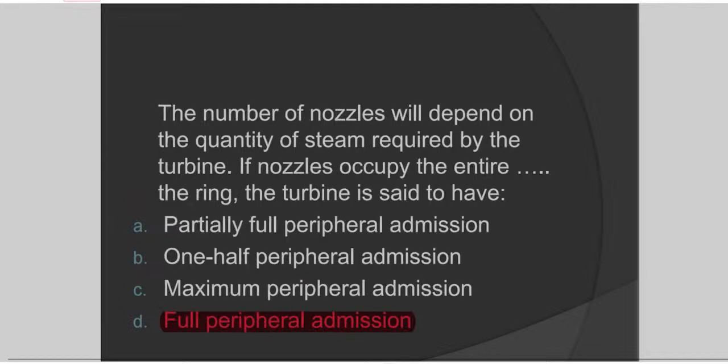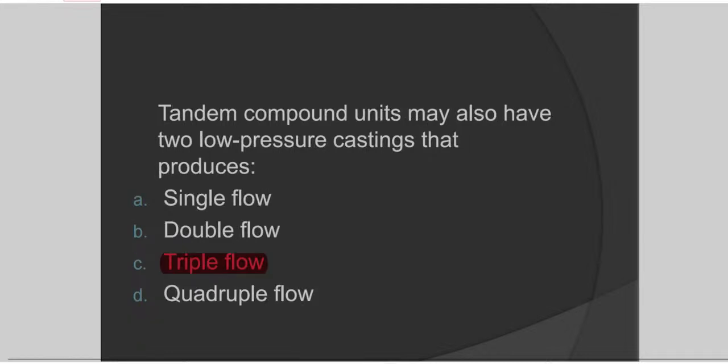D. Microscreening. The number of nozzles will depend on the quantity of steam required by the turbine. If nozzles occupy the entire ring, the turbine is said to have A. partially full peripheral admission, B. 1/2 peripheral admission, C. maximum peripheral admission, D. full peripheral admission. Tandem compound units may also have two low-pressure castings that produce A. a single flow, B. double flow, C. triple flow, D. quadruple flow.